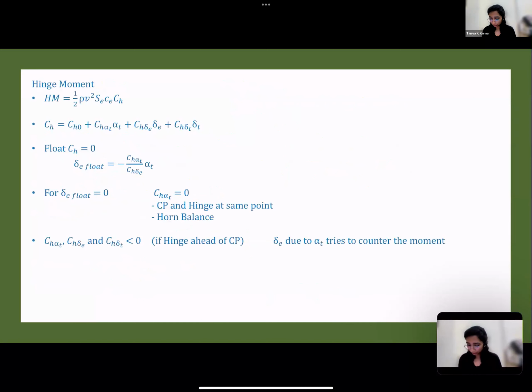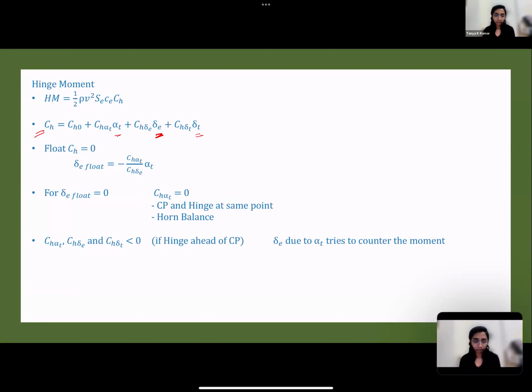Now then we studied the hinge moment. Why does the hinge moment come into play? When you deflect your elevator, there is a moment produced at the hinge line. So that is where hinge moment came, and we saw the linearized expression for the coefficient of hinge moment here. It depends on angle of attack at the tail, it depends on elevator deflection, and it depends on trim tab deflection.